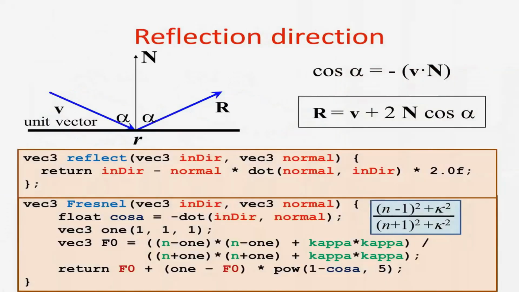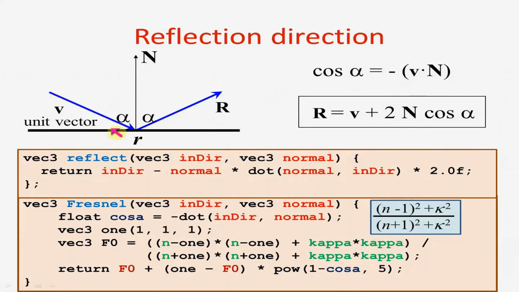To render smooth surfaces, we should compute the ideal reflection direction. Assume that incident direction v and surface normal n are unit length vectors. This assumption simplifies the formulae quite considerably.